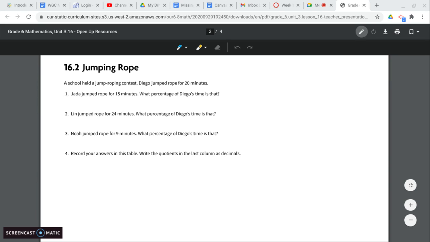Since we're trying to find a percentage of, we take the number of minutes Jada jumped divided by the number of minutes Diego jumped, since he is our 100% in this case, to find out what that decimal is, which is 0.75. Then we multiply that by 100 because we're looking at percentages. So times 100, we find that it's 75%. So she jumped for 75% of Diego's time.